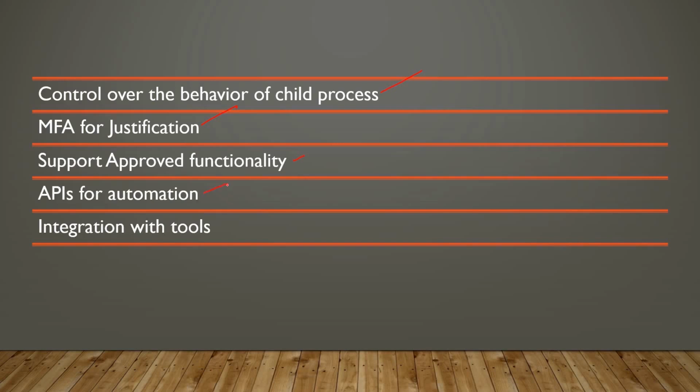Having APIs for automation. Let's say the customer wants to do some automation, and he wants the elevation request to be automatically approved for a bunch of applications, and for another bunch of applications he wants some email to be triggered or something like that. Then he can make use of the APIs if they are exposed. And then integration with ticketing tools like ServiceNow or Remedy or something like that.